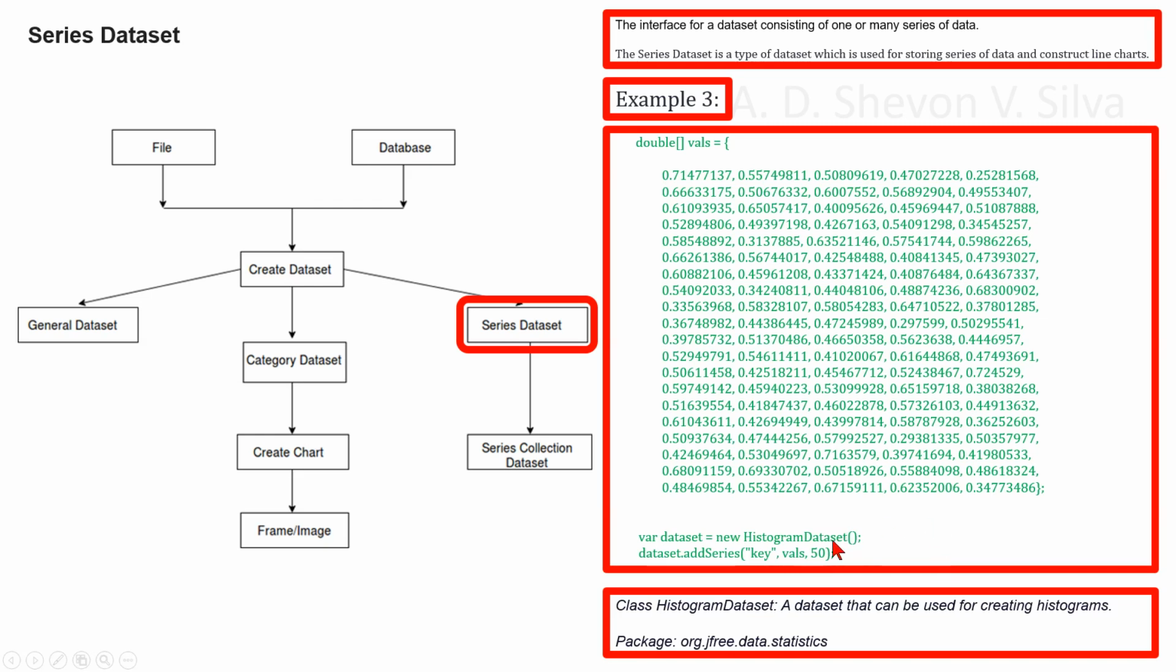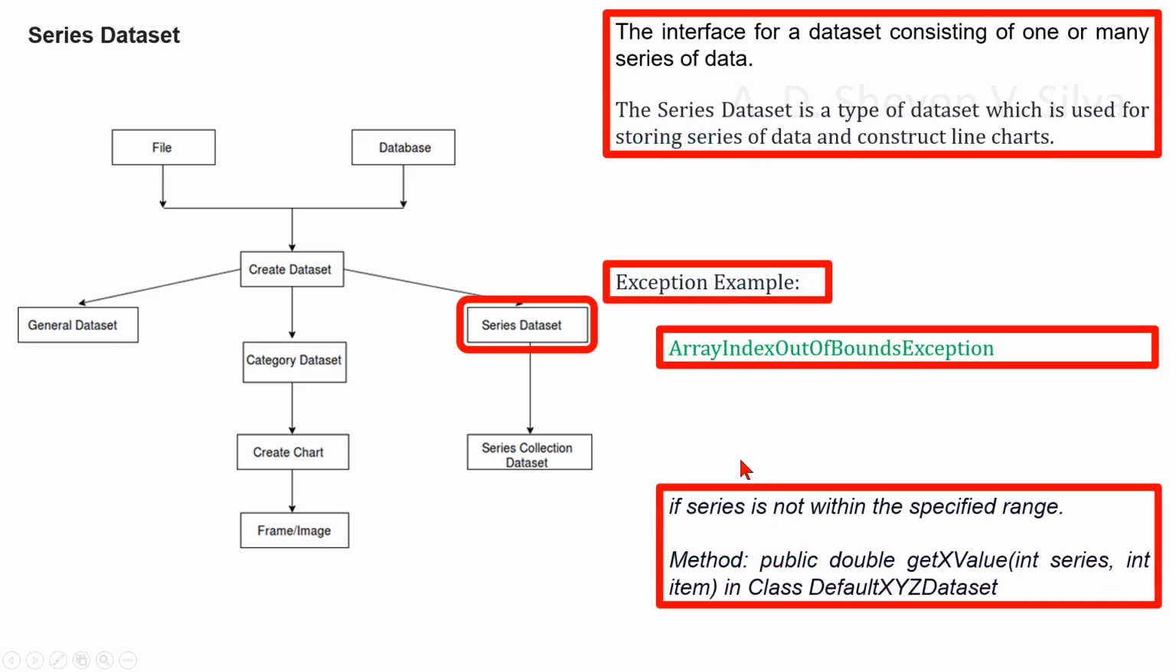The histogram dataset is in the package org.jfree.data.statistics. As an exception example, we can consider array index out of bound exception, if series is not within the specified range, in method public double getXValue(int series, int item) in class DefaultXYZDataset.